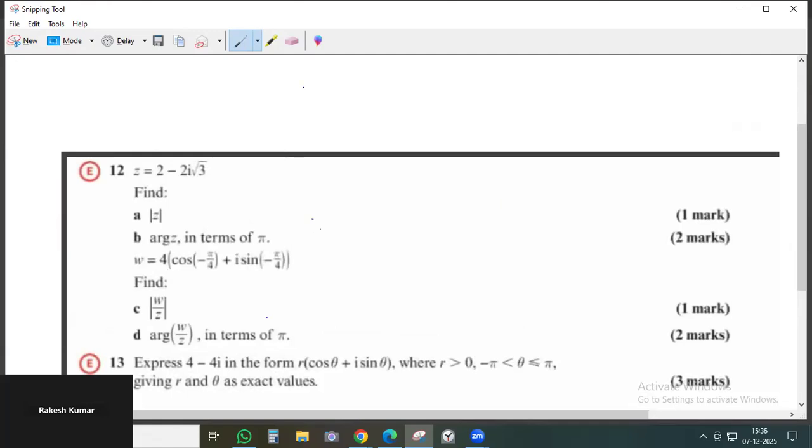First, I've got a complex number, which is 2 and minus 2 root 3. That means it's somewhere here. Let's say this is 2 and minus 2 root 3i. Okay, so he says first find the modulus.